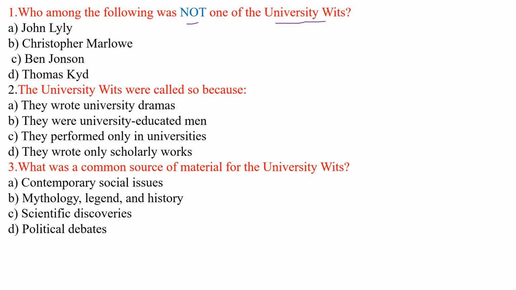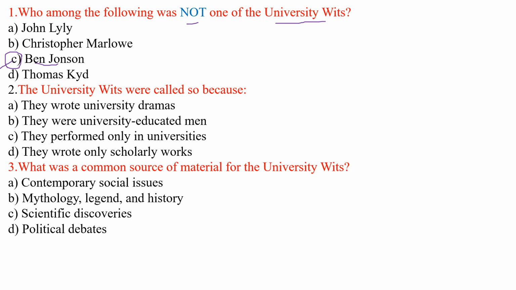So who are they? The University Wits included John Lyly, Thomas Kidd, George Peele, Robert Greene, Christopher Marlowe. So our answer here is Ben Jonson. Ben Jonson is the correct answer because he was not included in the University Wits group. He was not part of this group. So let's go to question 2.